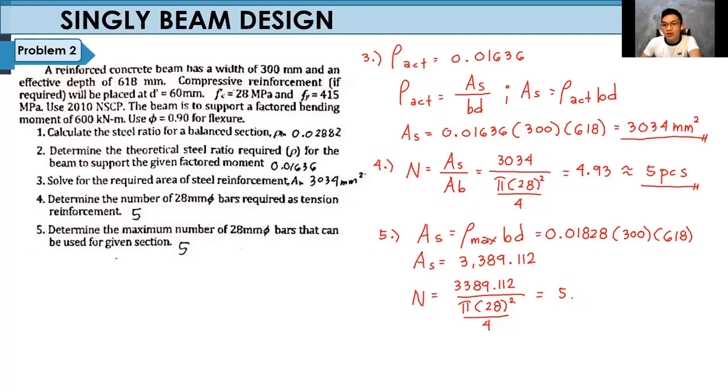Take note na walang 0.5 na bakal. Ano yan? Hahatiin mo into half? Hindi pwede. And then, take note that this is our maximum, rho max yung ginamit natin. So, therefore, hindi pwedeng mag-round up, but rather round down tayo. So, 5 pieces yung ating number of bars. Ayan. So, tapos na tayo for this problem. Okay?